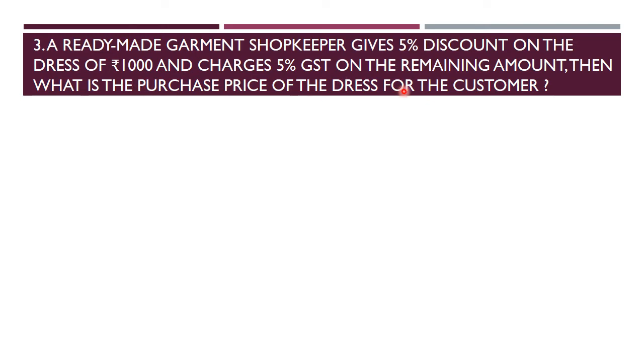So here you just need to find the total amount or the total price. No need to find CGST or SGST, just the total amount. So first we will find the discounted price, and then applying 5% on that we get the GST amount, and when you add the discounted price with the GST, you will get the purchase price of the dress.